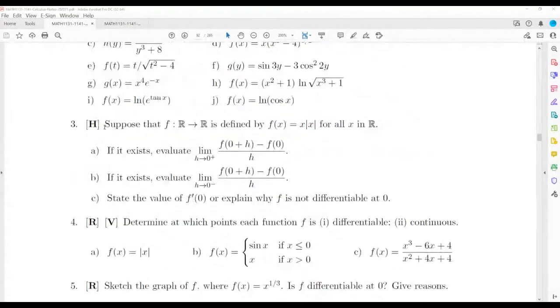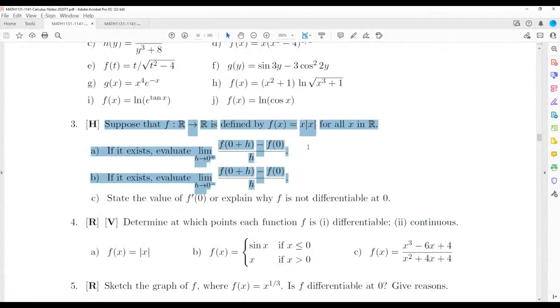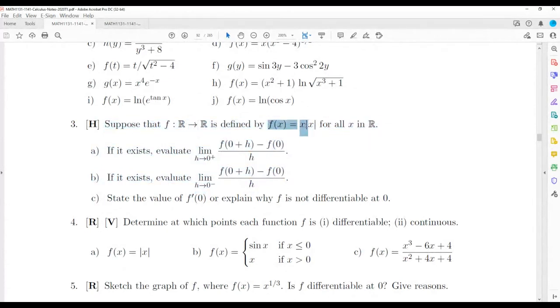Is there any other H ones? Oh yes, let's do this one. All right. So you've got a function. It's x times absolute value of x. Calculate these limits, and what does that tell you about the derivative at 0? Okay, so let's have a look at that first as a picture, and then we can do it as like just writing it down. Okay, so that's the question.